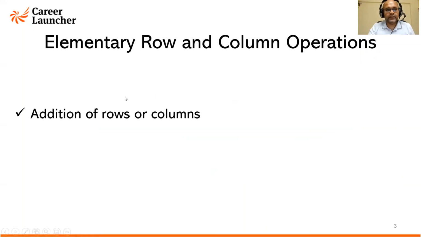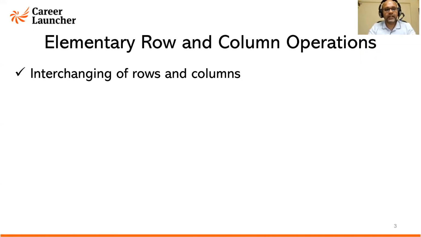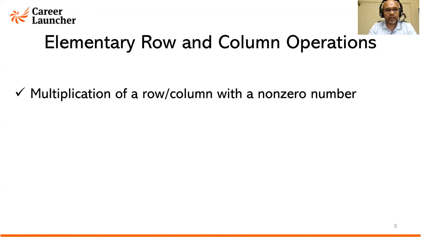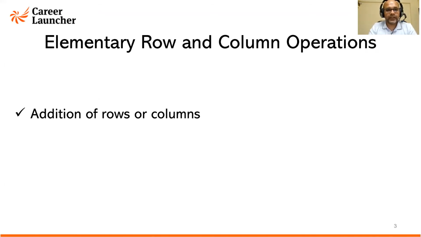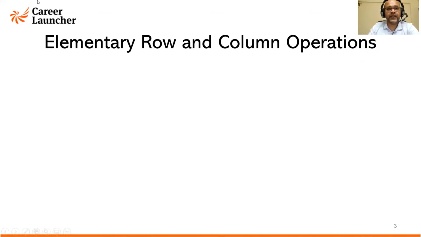So these are the three operations. Once again, interchanging of rows and columns. Second operation is multiplication of a row or a column with a non-zero number. Third is the addition of a row with a row, or a column with a column. Now, there is a significance when it comes to row operations. It's very easy for you to understand.